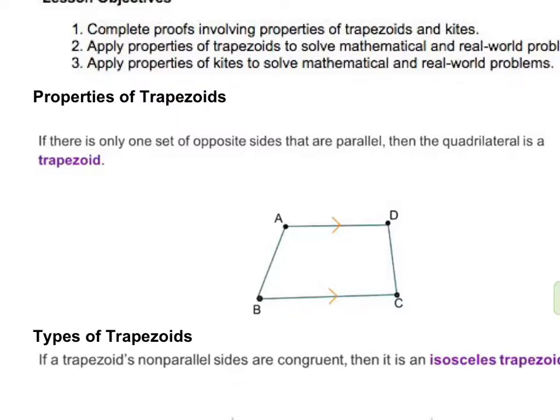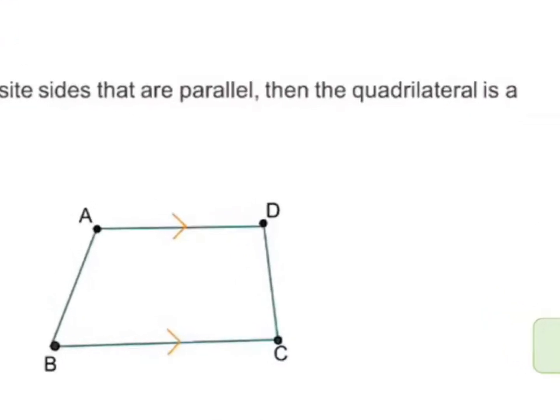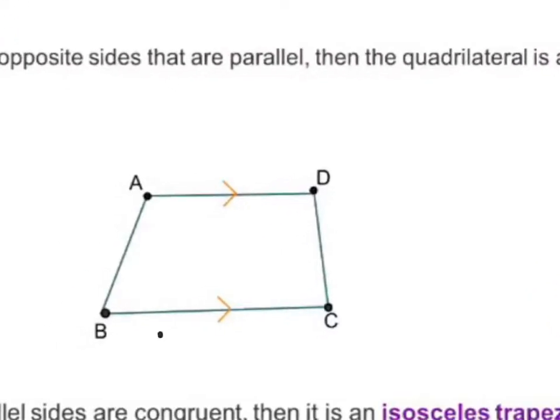Let's talk about what a trapezoid is. We have a quadrilateral, so it is a four-sided figure, but we have one set of opposite sides that are parallel, and that's it. We just know that these two are parallel and these two are not. We also have different parts: these are the bases, we call this the base, and this is the base. And then these are legs.